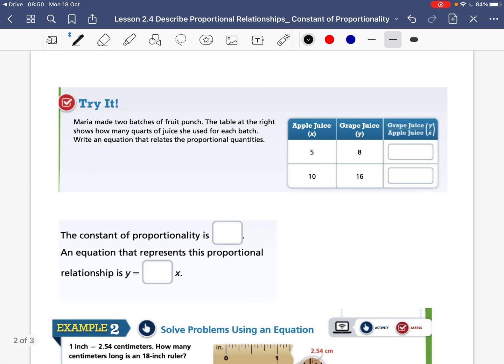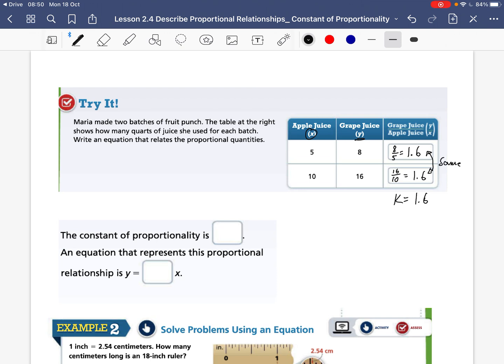All right, the next question. Yep, that's the bottom of the page. Marie made 2 batches of fruit punch. The table at the right shows how many quarts of juice she used in each batch. Write an equation that relates the proportional quantities. So we have x and y, so it would be 8 over 5. And you can type this in your calculator. 8 over 5 is 1.6. Or we could have 16 over 10, which is also 1.6. So k equals 1.6 because they are the same.